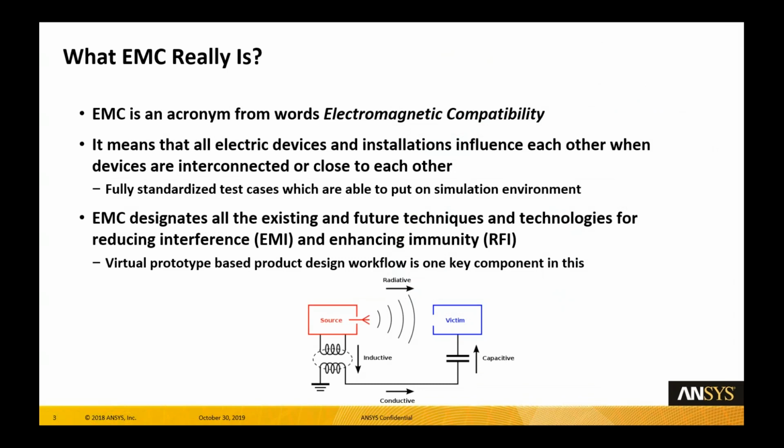So what EMC really is? EMC is an acronym from the words electromagnetic compatibility. It means that all electric devices and installations influence each other when devices are interconnected or close to each other. So fully standardized test cases which are able to put on simulation environment. EMC also designates all existing and future techniques and technologies for reducing interference, EMI, and enhancing immunity, RFI.